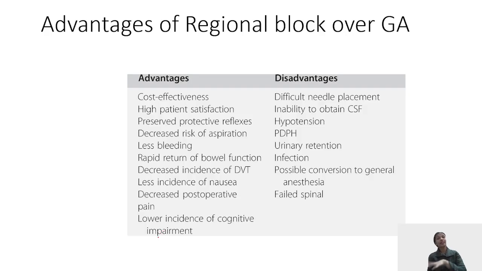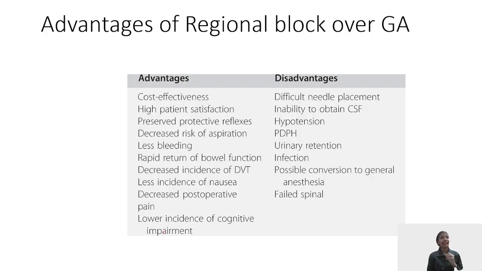But there are certain disadvantages of regional block also. First, it can lead to hypotension. Then we have something known as post-dural puncture headache. We'll be coming to that later, which is a complication of spinal anesthesia. Technically, it could be a bit difficult. Then we have urinary retention.